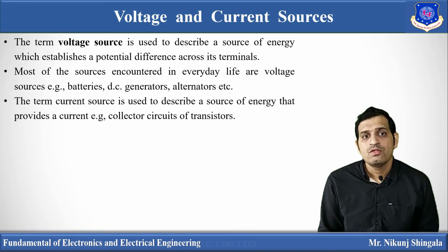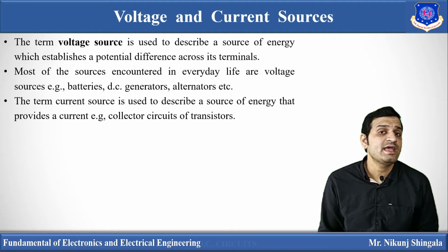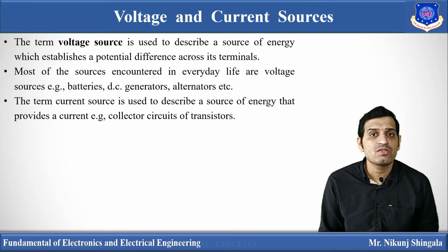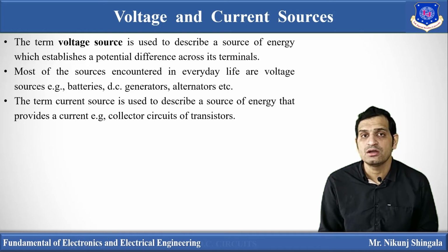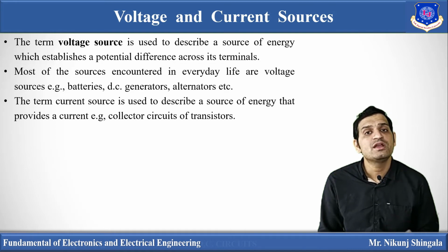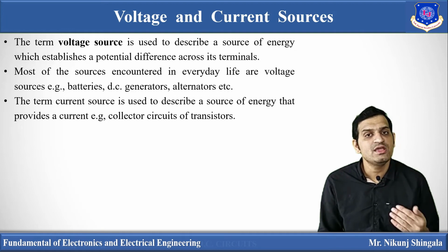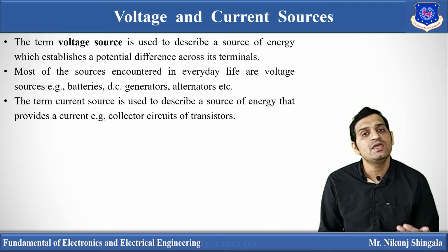Now current source. Basically a current source is used to describe a source of energy that provides a constant current. Ideally it should provide a constant current, and an example of a current source is the collector circuit in a transistor, which provides a constant current. Similarly, an ideal voltage source provides a constant voltage. These are the ideal voltage sources and current sources. But practical voltage and current sources do not provide constant values. Their value decreases, and that depends on the load resistance. So a voltage source provides voltage across its terminals, and a current source is used to provide current.